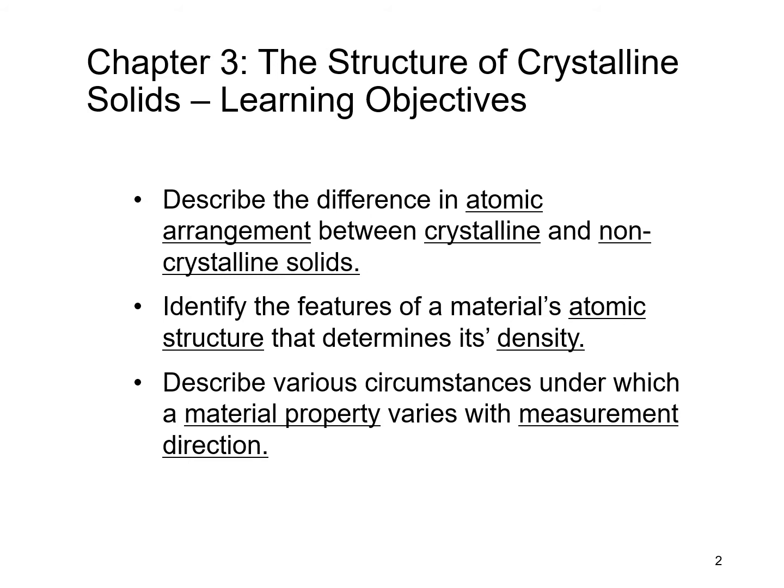In this chapter, and by the end of this lecture, you should be able to describe the difference in atomic arrangement between crystalline and non-crystalline solids. You should be able to identify the features of a material's atomic structure that determine its density. And you should be able to describe the various circumstances under which a material property varies with the measurement direction. So all of those particular topics, pieces of information, and the definitions of them are fair game.